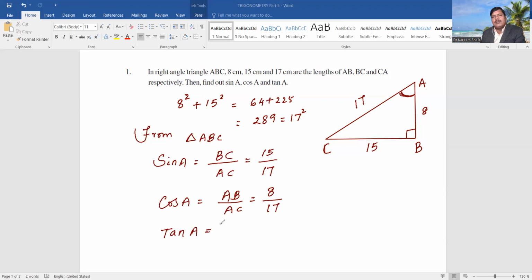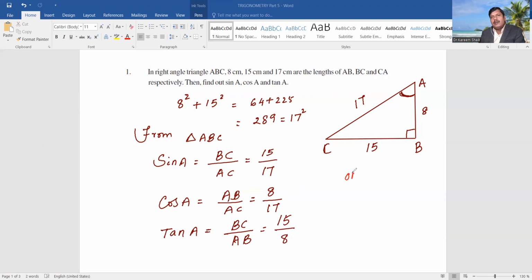Tan A equals, here observe, the opposite side with respect to A is BC upon... but the tan formula is what? Opposite upon adjacent. So that is nothing but BC upon AB. BC value is 15 here, AB value is 8.